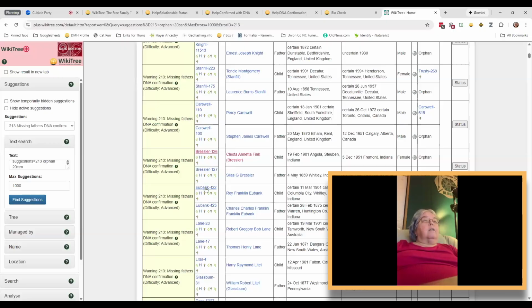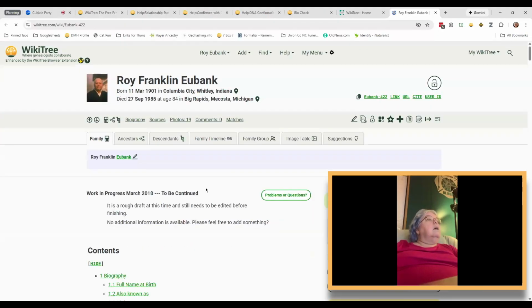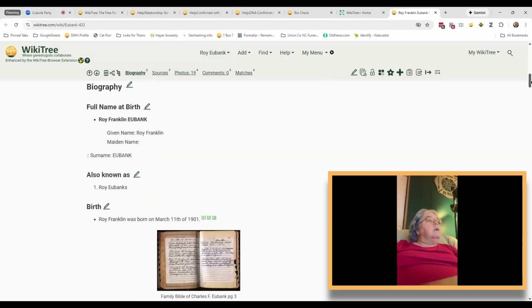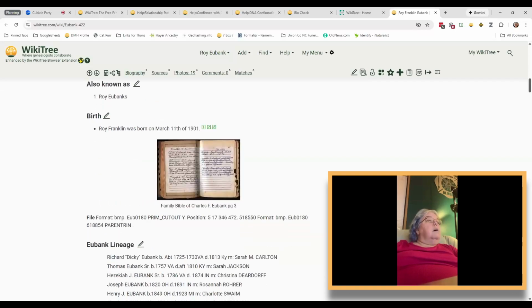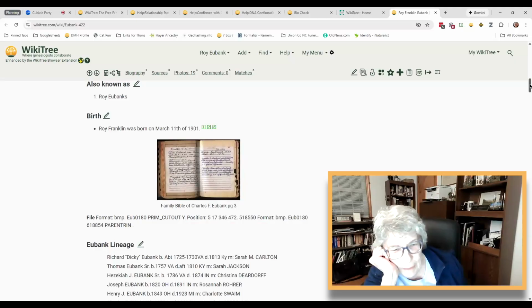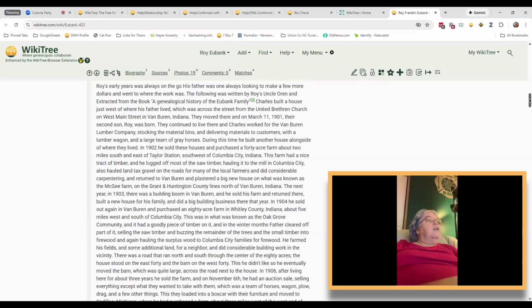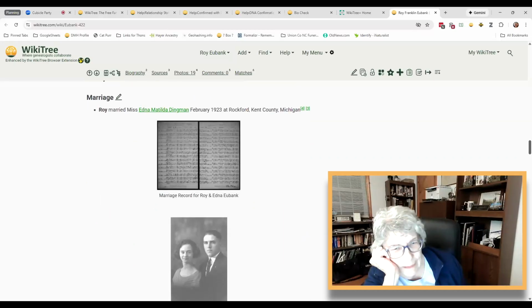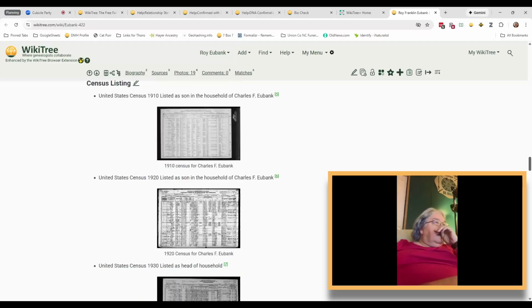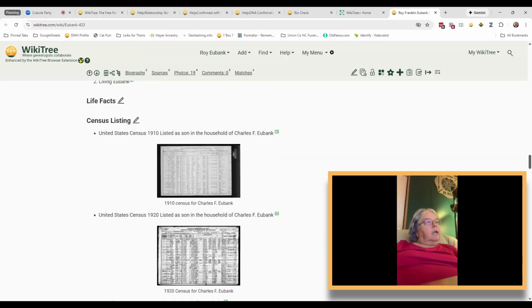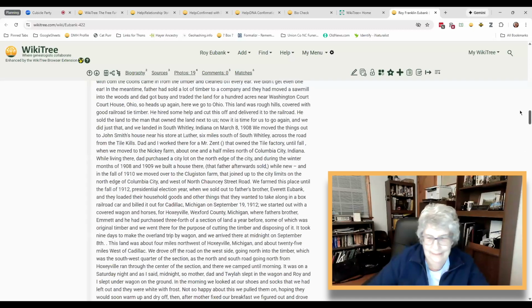Let's try Roy Frank Eubank, see if he's any better. No profile manager. Lots of stuff here. Family Bible. Don't you just love it when you go to a profile and you're like, can I clean this one up? Please. Early life notes. Oh, man. Marriage record. 1910, in the household of his parents, Charles Eubank. Ow. So I think this one's okay.